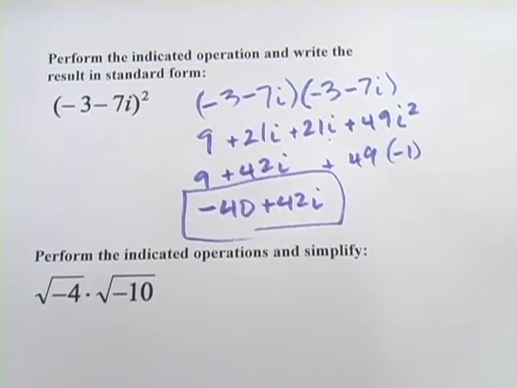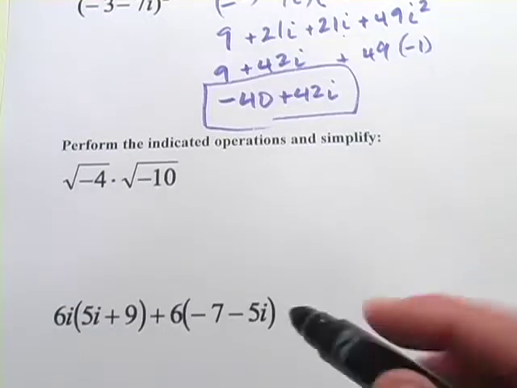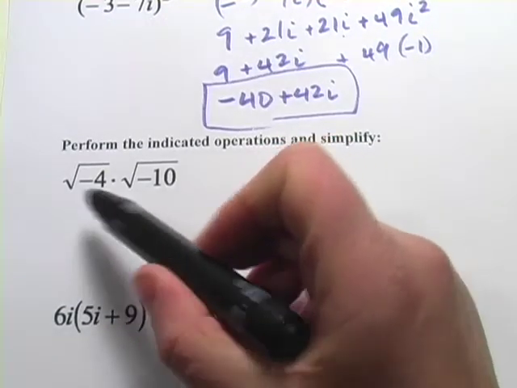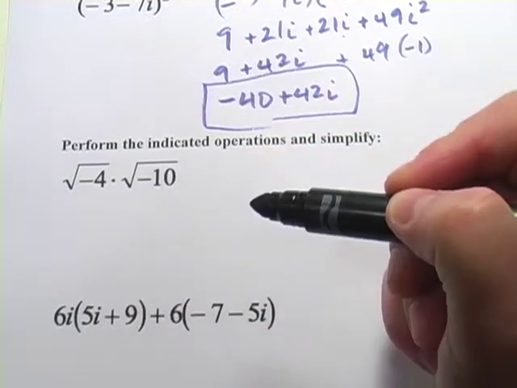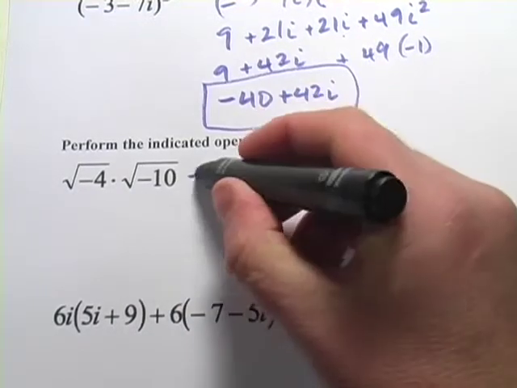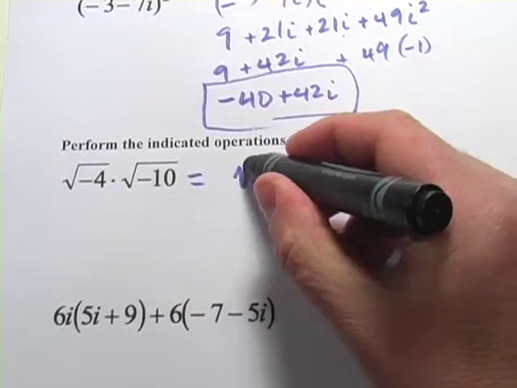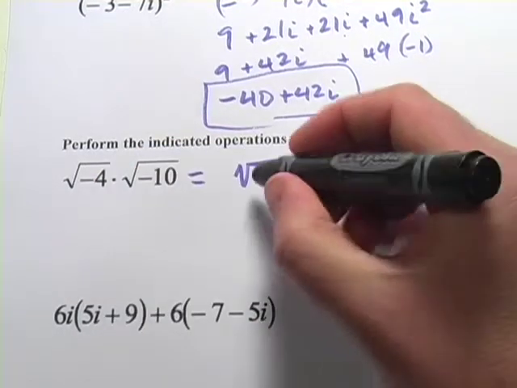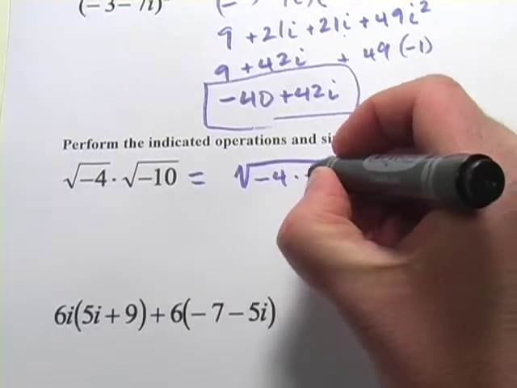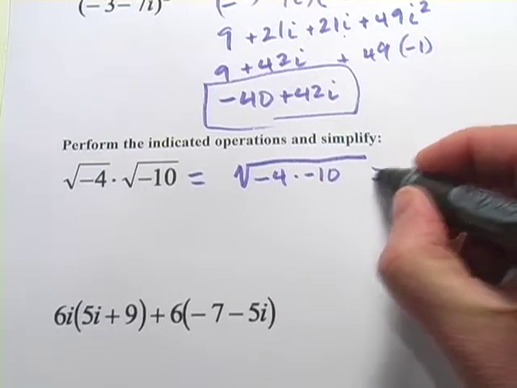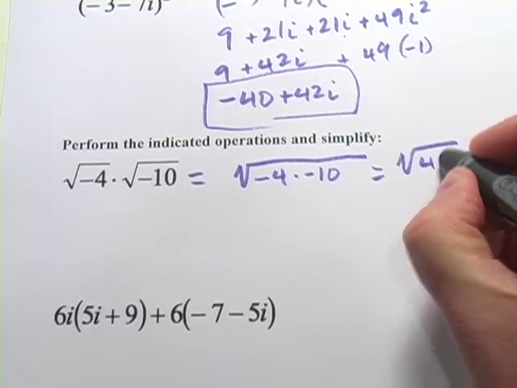All right, let's look at the next one. It says perform the indicated operations and simplify. And we've got a square root of -4 times a square root of -10. I think the easiest way to approach this is just to combine them under one square root since they're multiplied by each other. So that'd be a -4 times a -10, which would be a positive 40.